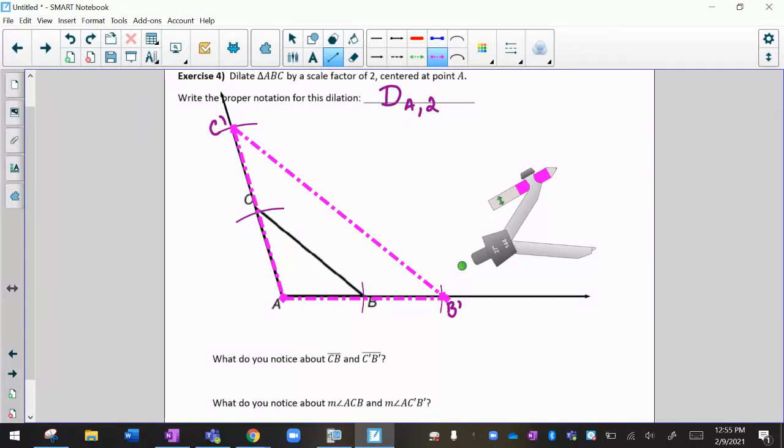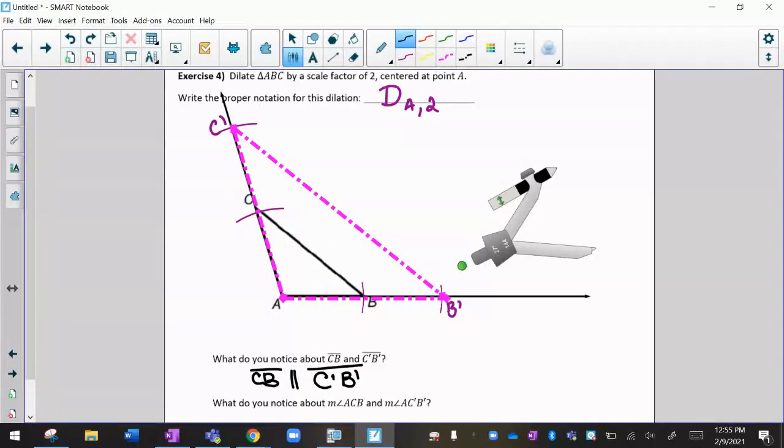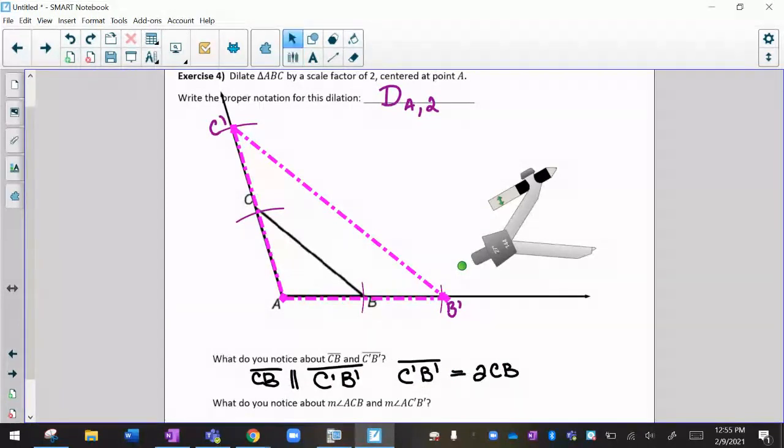Okay? Now it says, what do you notice about CB and C prime, B prime? There's a couple answers to this. Well, one thing I notice is that CB is parallel to C prime, B prime. Another thing I notice is that C prime, B prime is twice as long as CB. And actually, I shouldn't have put that arrow over that first one here.